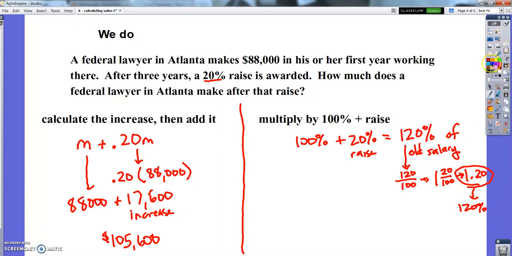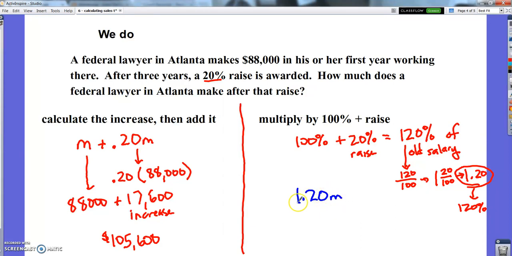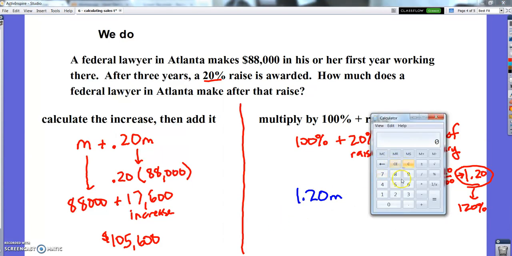So what I really want to end up doing is saying, okay, they're going to make 120% of their salary. So I'm just going to take 1 and 20 hundredths and multiply that by the amount of money they used to make. And multiplying it by 1 and 20 hundredths will be the same as just adding the 20 hundredths to it. You'll notice they're there. It's just one step instead of two. And figure it out. You know I'm going to get the same answer, right? If I do 1 and 20 hundredths times the old salary, I get, voila, $105,600.